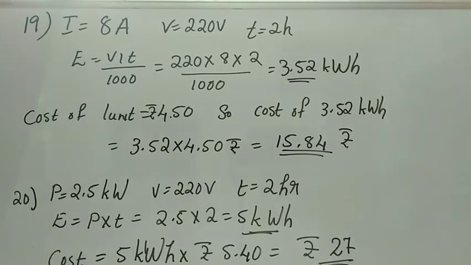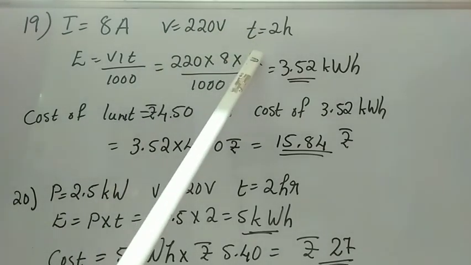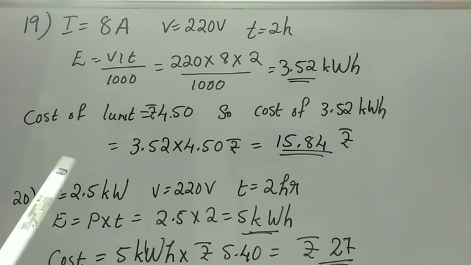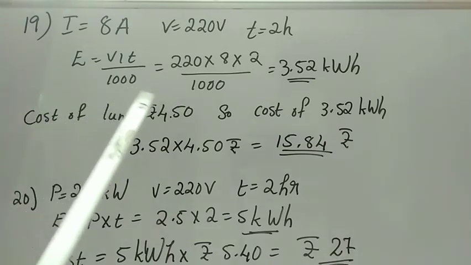Next, question number 19. An electric toaster draws a current of 8 ampere in a circuit with a source of voltage 220 volt. So current is given, 8 ampere, and voltage is given, 220 volt. It is used for 2 hours. Time is given, 2 hours. Find the cost of operating the toaster if the cost of electrical energy is rupees 4.50 per kilowatt hour. So here they are asking to find the electricity bill if you are using a particular toaster for 2 hours.